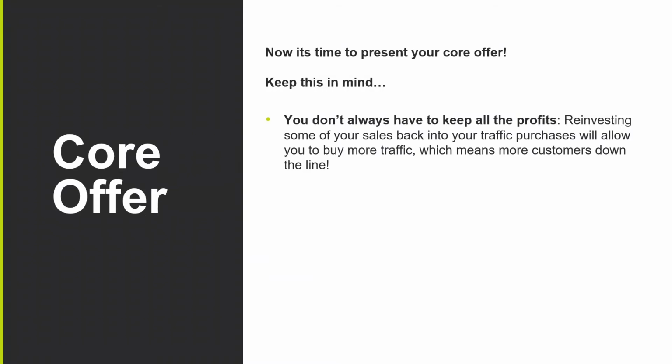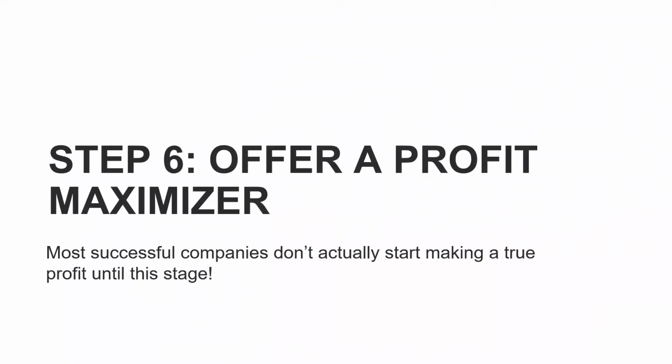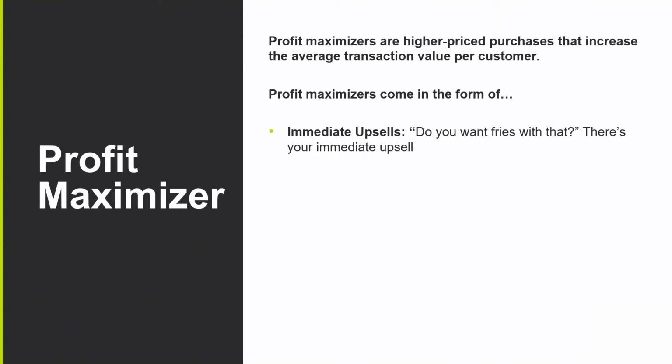So when offering your core offer, keep in mind you don't always have to keep all the profits. You can reinvest the sales back into your traffic, so back into your Facebook ads and things like that. Your core offer should be very valuable still, of course, and then you go on to a profit maximizer. So the most successful companies don't actually start making a true profit until this stage. So a profit maximizer is a high-priced purchase that increases the average transaction value per customer. So maybe this is like a big ticket, landscape yard overhaul that's $30,000 or something like that.